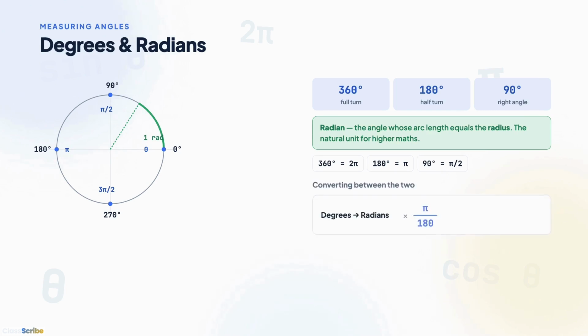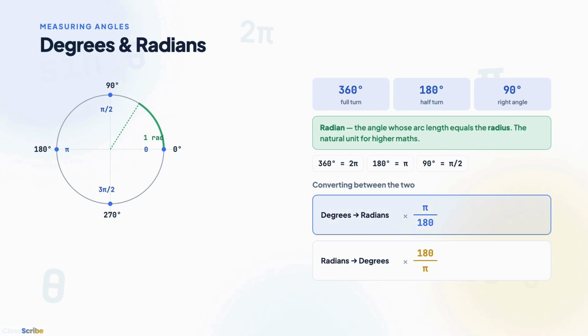One complete revolution equals 2 pi radians. 180 degrees equals pi radians. 90 degrees equals pi by 2. And 360 degrees equals 2 pi. To convert degrees into radians, multiply by pi upon 180. To convert radians into degrees, multiply by 180 upon pi.